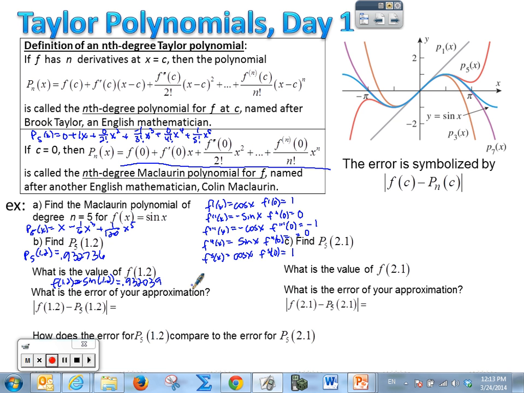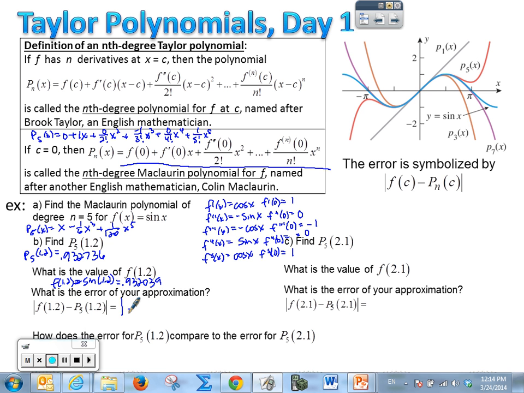Now we're going to talk about error. We're working with approximations, so we know we're going to have to deal with the error. The error in our approximation is quite similar to the error that we were working with last unit with the alternating series error, where it's the absolute value of the real value minus the approximation.